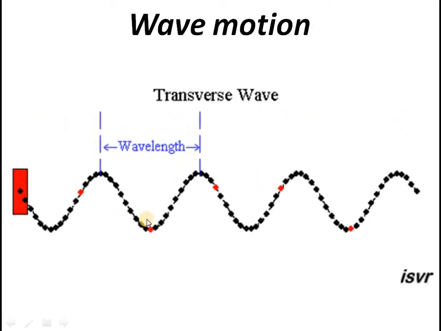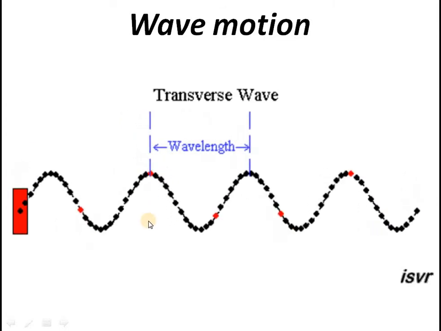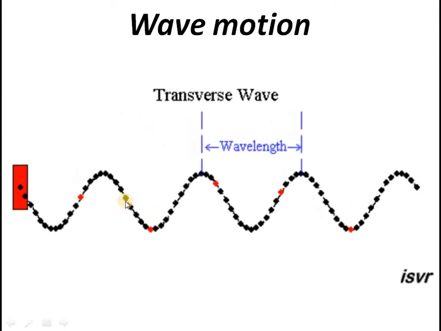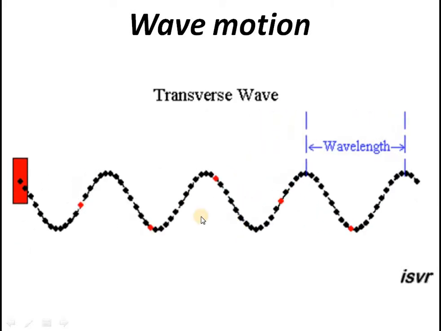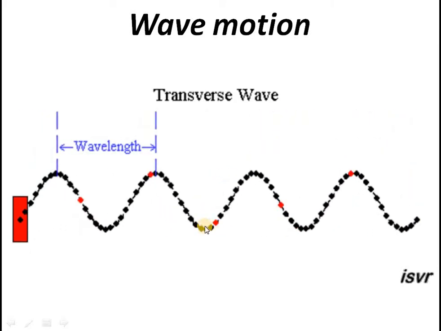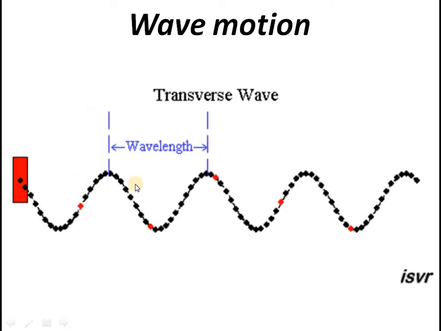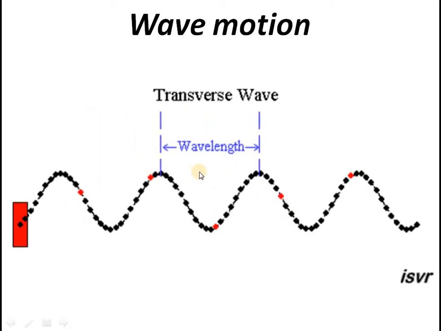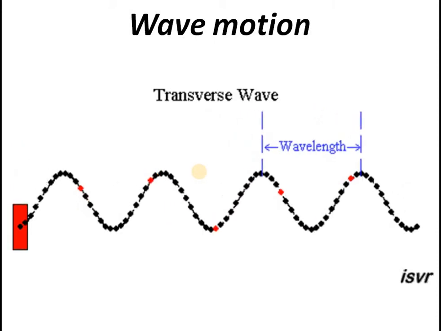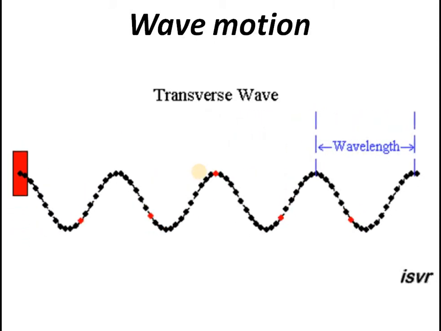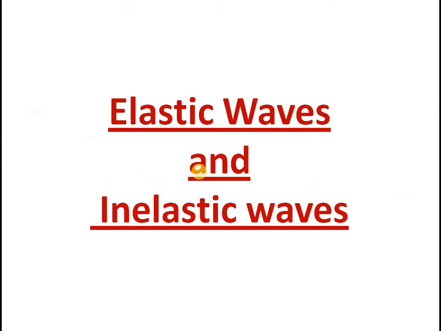So three things we studied. One is that particles are simply moving up and down or to and fro. Secondly, they produce crests and troughs. Crests and troughs alternate, and the distance between two troughs or two crests is equal, and that is called the wavelength. These are things which we observe from this animation.